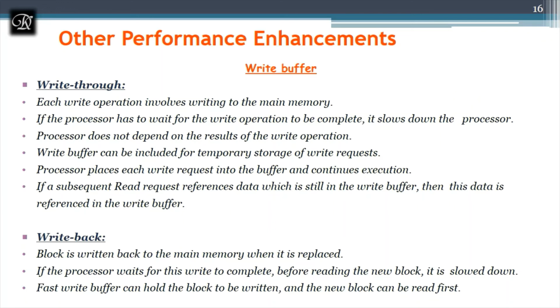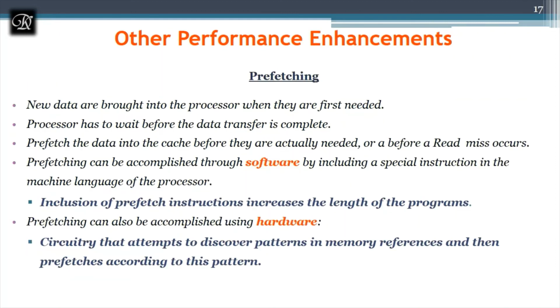Rather than that, the write-back buffer can hold the value temporarily, and the processor can fetch the new required block into the cache, so that the processor need not wait. Fast write buffers can hold the block to be written, and the new block can be read first. By having these intermediate buffers, we can still improve the performance of the computer. Besides this, we have one more technique, prefetching.